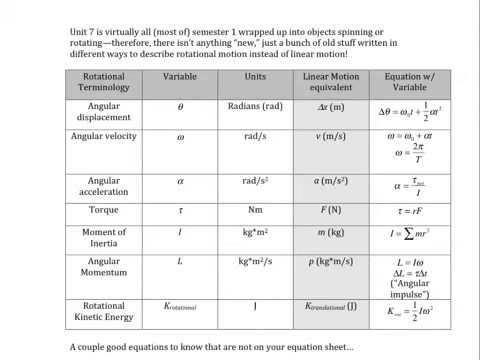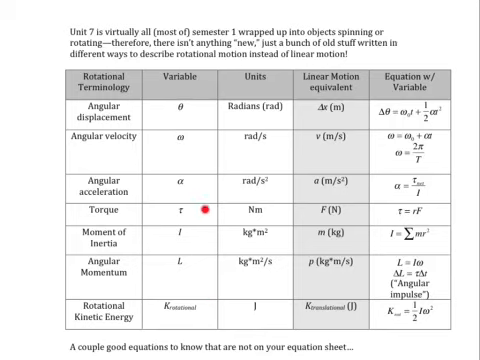Unit 7 is virtually all, or most of Semester 1 wrapped up into objects spinning or rotating. Therefore, there isn't anything new, just a bunch of old stuff written in different ways to describe rotational motion instead of linear motion. So if we look at this chart, it may look a little overwhelming at first because there is a lot of stuff.